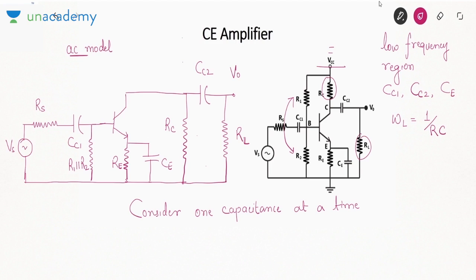How I'll find the cutoff frequency associated with that capacitance? Simply, it will be 1 by 2 pi RC, or in radian per second you can call it as 1 by RC. Okay, but from now on I'll only consider one capacitance at a time. Is my point clear to you?